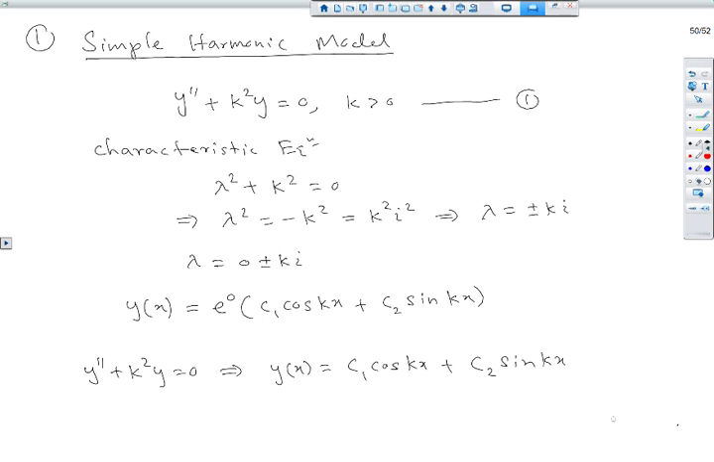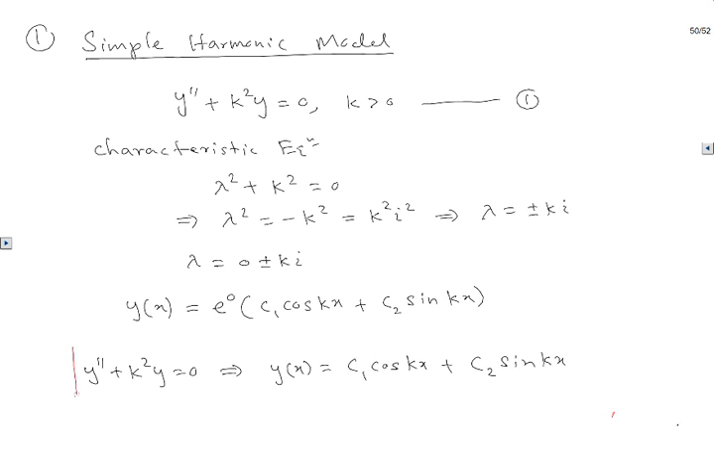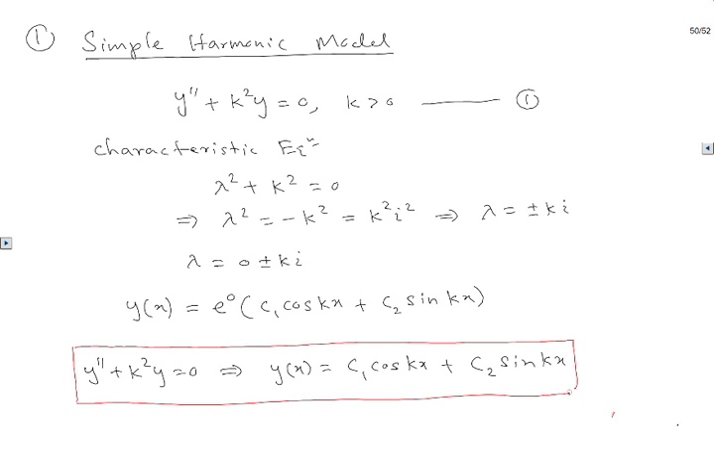So we're going to put them inside a box. So that's the first situation. This is the simple harmonic motion. For the simple harmonic motion, the typical solution comes from c1 cosine kx plus c2 sine kx, and then we can use the initial conditions to find c1 and c2. So let's look at the second equation.